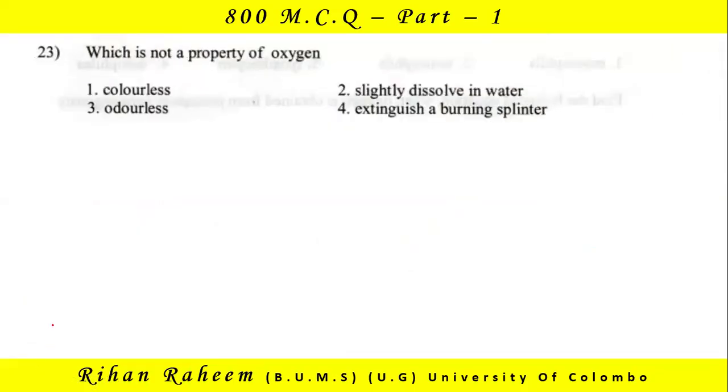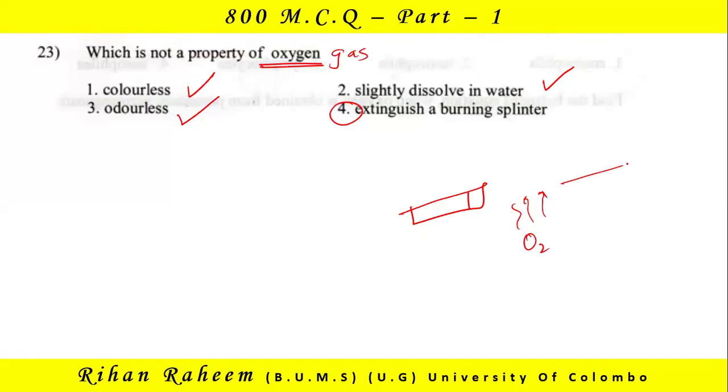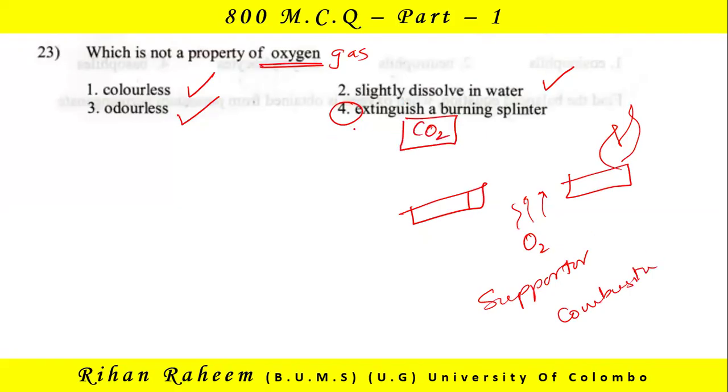Okay, let's move on. Which is not a property of oxygen? Most probably they're asking about oxygen gas. Colorless, yes. Odorless, yes. Slightly dissolving in water, yes. Extinguish a burning splinter? No, even a glowing splinter, which doesn't have a flame, if you expose it to oxygen, it will reignite and burn with a flame, because oxygen is a supporter of combustion. Here, this is the function of carbon dioxide, not oxygen. So that is the wrong statement. Therefore, the fourth one is the answer. 23rd question, answer number 4.